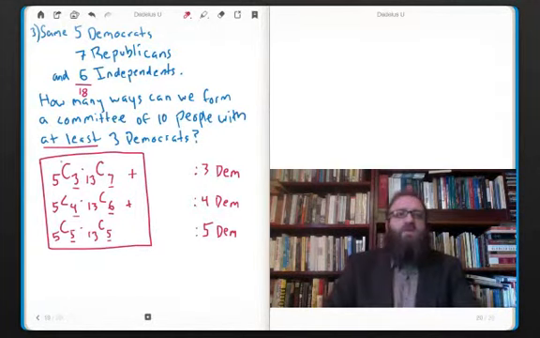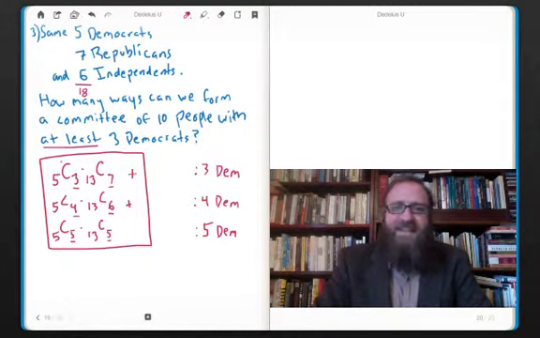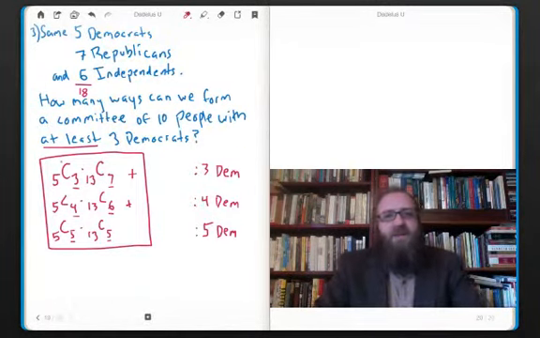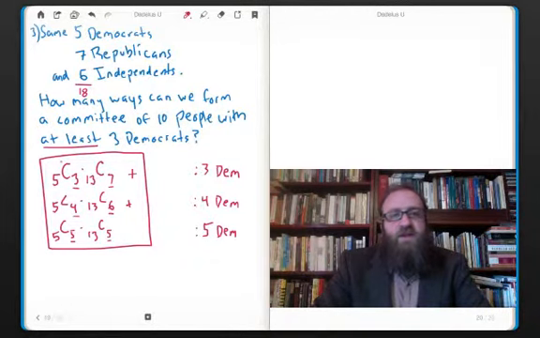So the sum, again to stress, I know it's not written in a line, of how many ways we can form a committee of 10 people with at least 3 Democrats is 5 choose 3 times 13 choose 7, plus 5 choose 4 times 13 choose 6, plus 5 choose 5 times 13 choose 5. We had to take into account having at least 3 Democrats, meaning 3 Democrats or 4 Democrats or 5 Democrats.